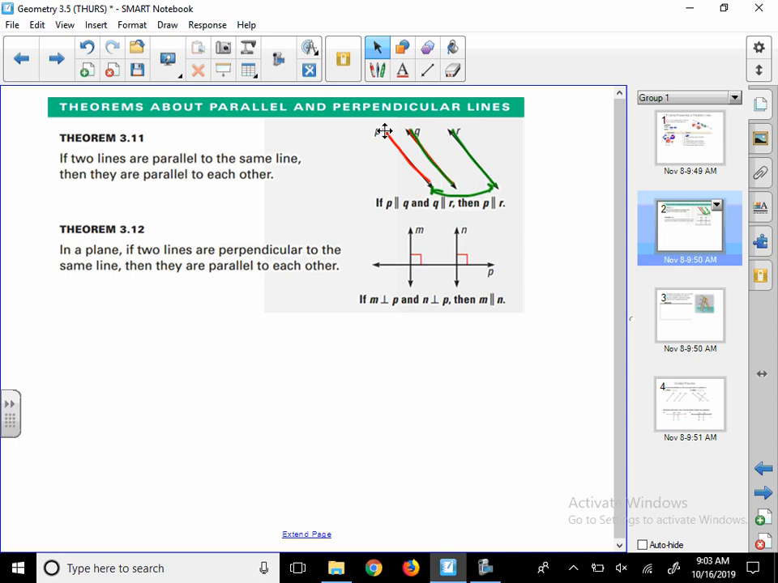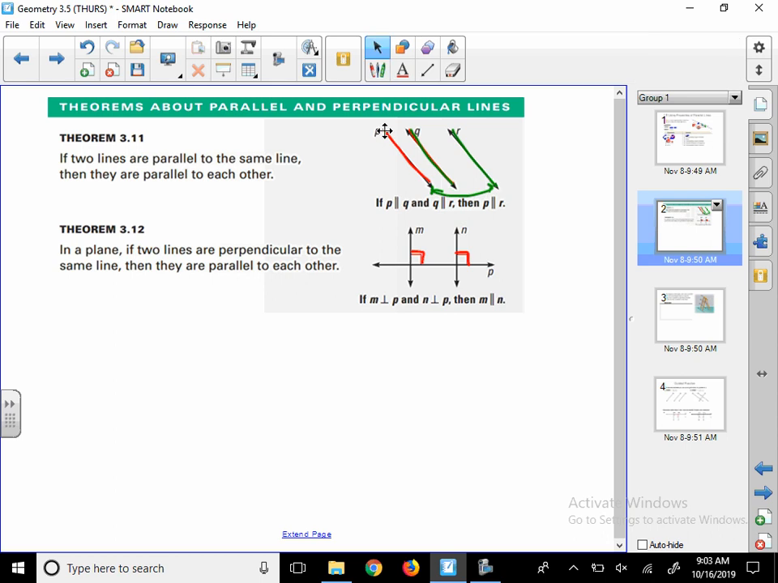Then, Theorem 312: in a plane, if two lines are perpendicular to the same line, they're parallel to each other. So if I get these right angles here with lines M and N, both perpendicular to P, therefore they are going to be parallel to each other.